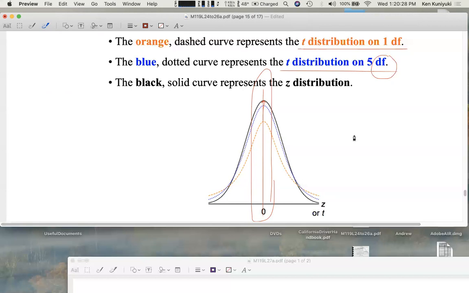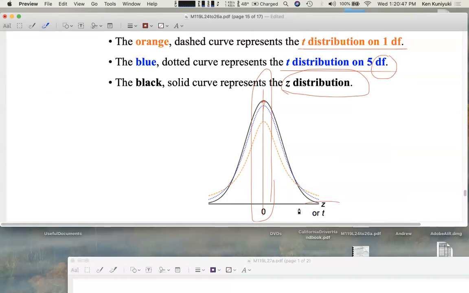If we're talking about hundreds of degrees of freedom, then the t curve is very, very close to the z curve, and we may as well use the information for the z distribution, like our information from software or tables.